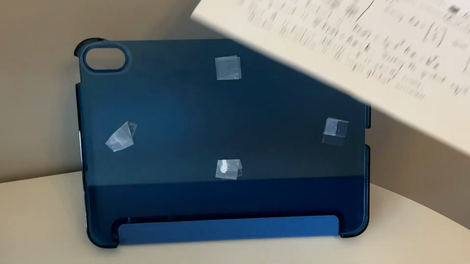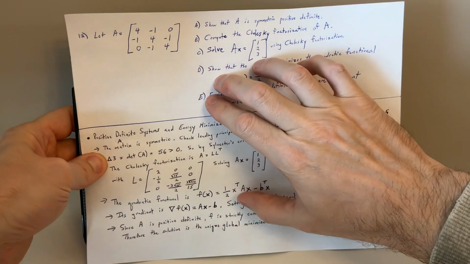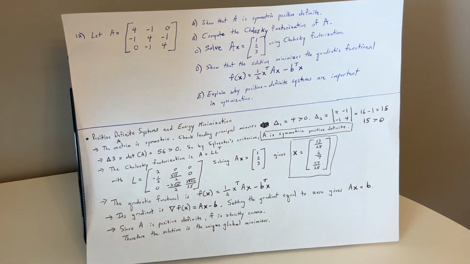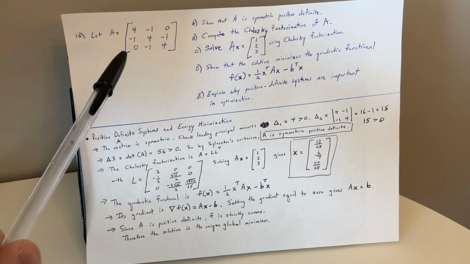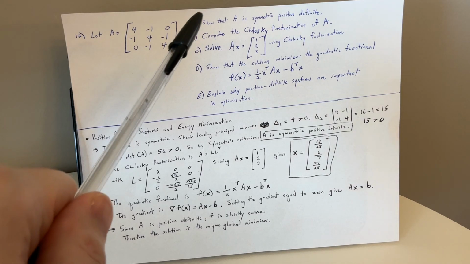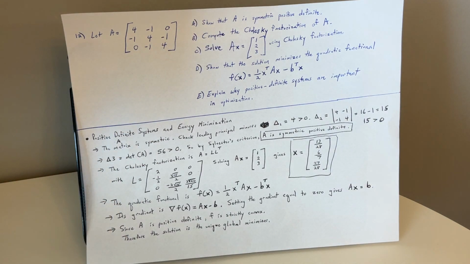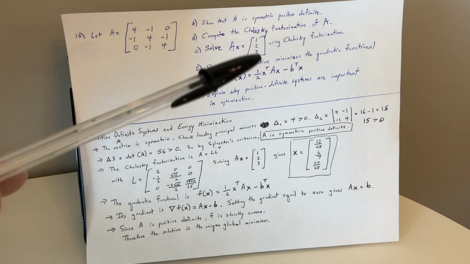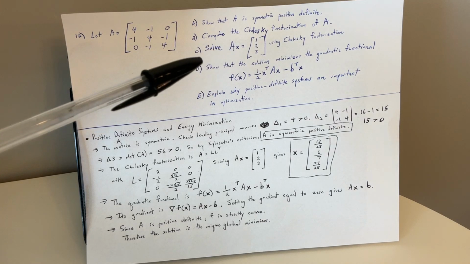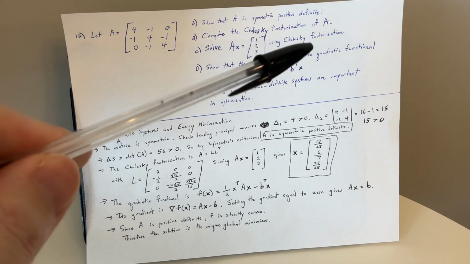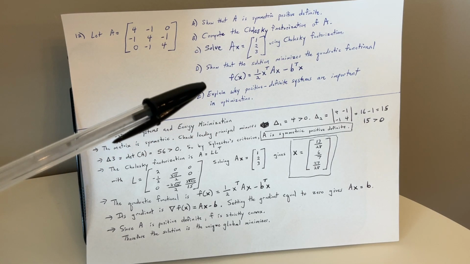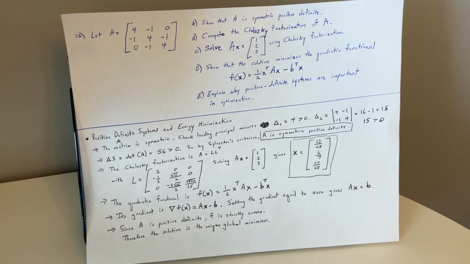Moving on to number 12. Okay, so number 12, we're given this matrix A: first row 4, -1, 0; second row -1, 4, -1; third row 0, -1, 4. Show that A is symmetric positive definite. Compute the Cholesky factorization of A. Solve Ax equals b, the column (1, 2, 3), using the Cholesky factorization. Show that the solution minimizes the quadratic functional f of x equals 1/2 x transpose Ax minus b transpose x.